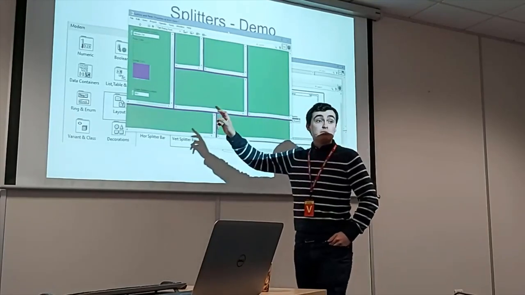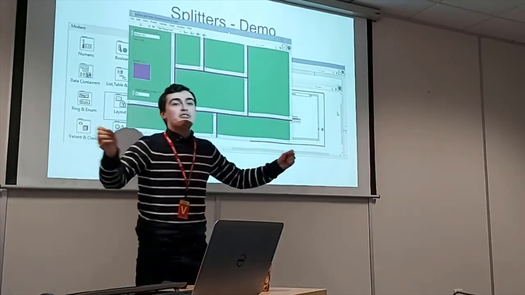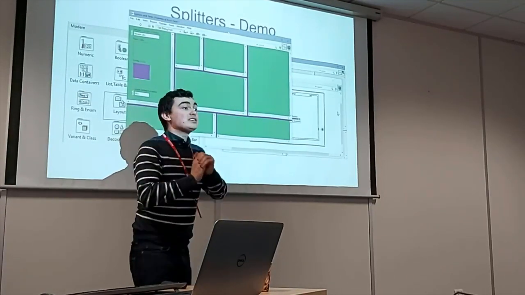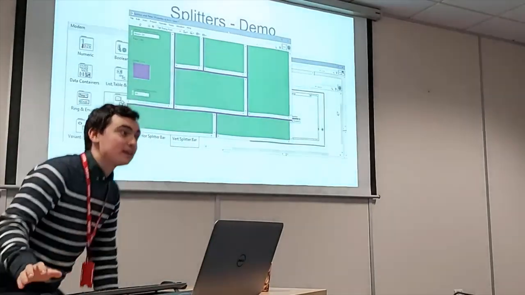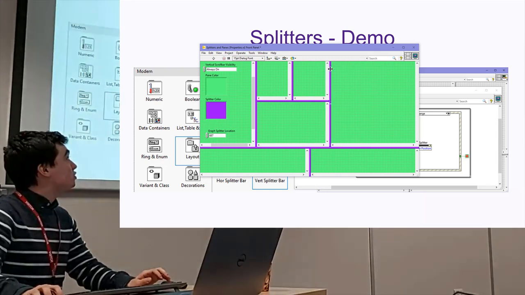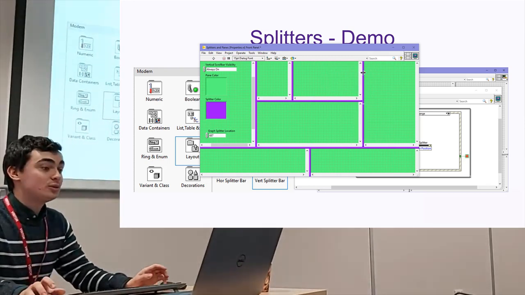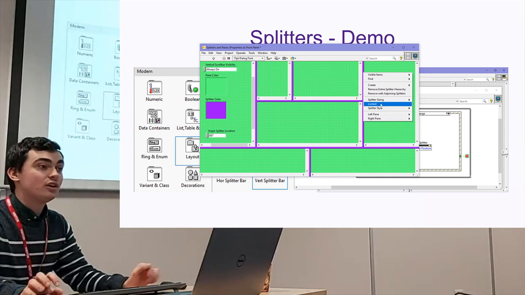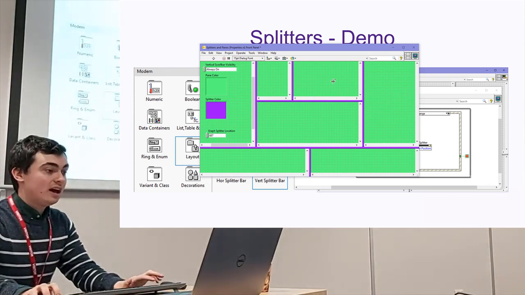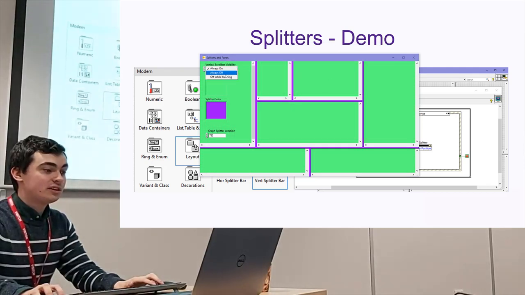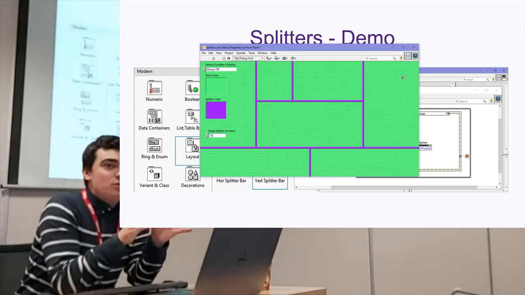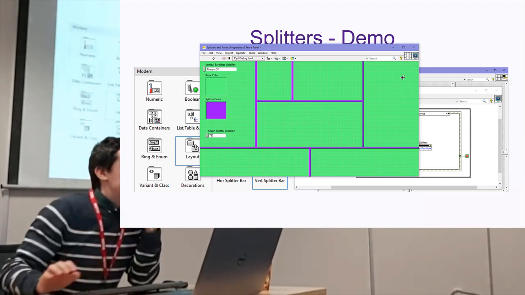The splitters, I could make them really thick or really thin. I can change the individual colors. I could prevent the user from clicking and dragging those panes. So I can stop people from doing that simply by locking it. Okay, let's quickly run this and turn off those scroll bars, because I want to show you the one key feature that I use splitters for.